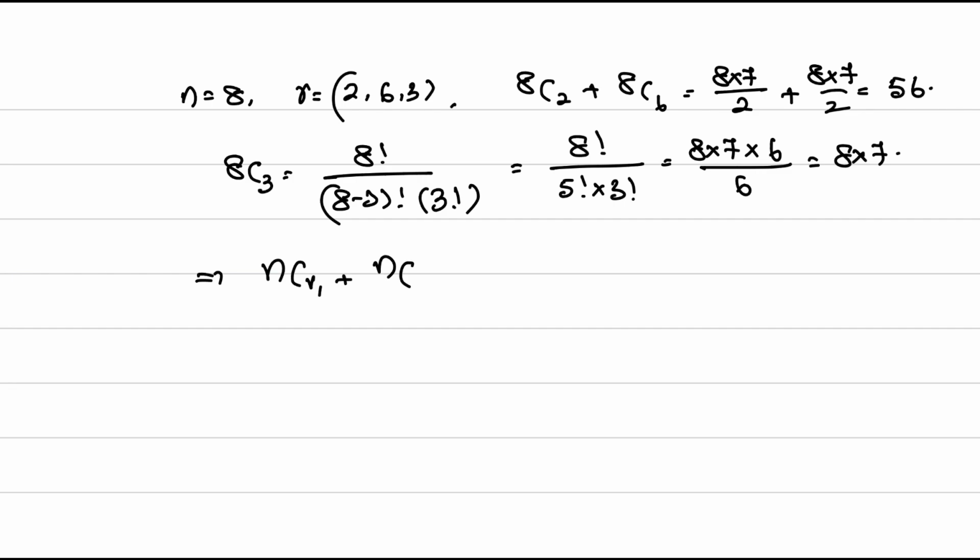NCR1 plus NCR2 is not equal to, oh, it is 56. Sorry, I made a mistake. This total is 56. I thought individually it is 56. Here it is equal to NC3. That means this combination is satisfied. Then you try another combination, n is equal to 8, r is equal to 2, 6, 5. Try to find out.